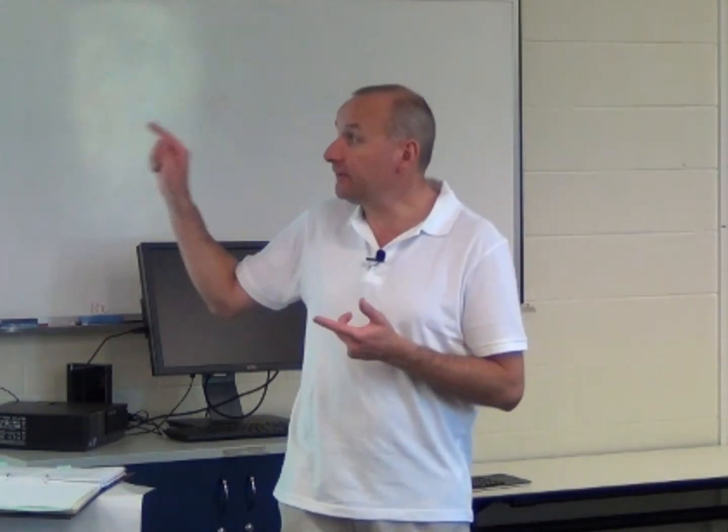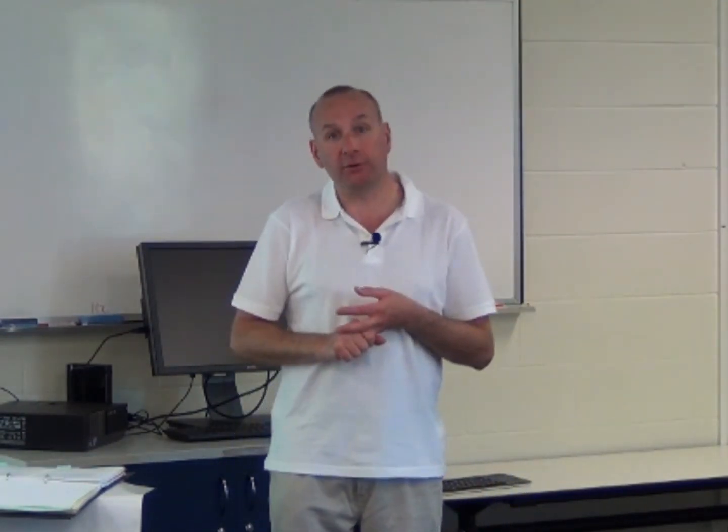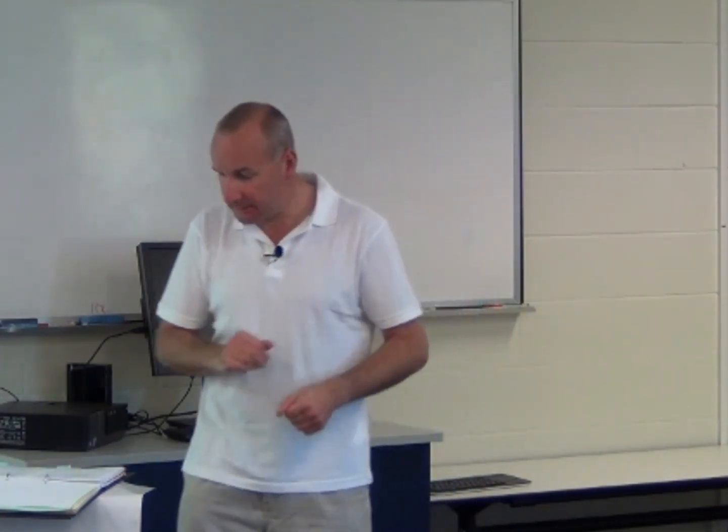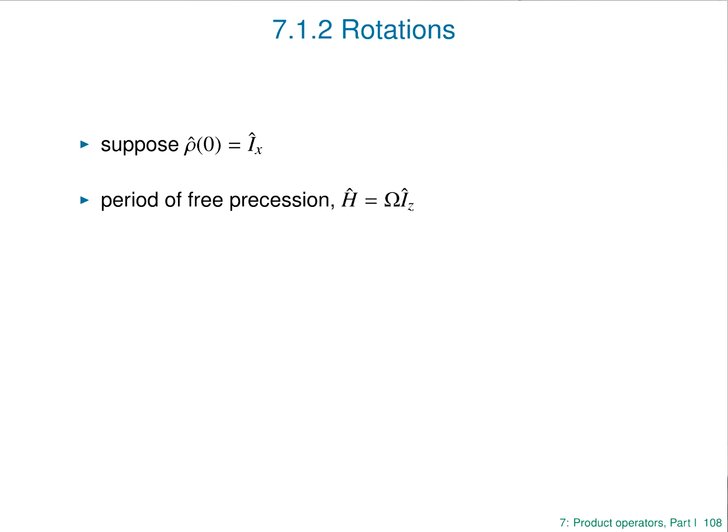What that means is that there's X magnetization, no Y magnetization, no Z magnetization. Right? Because if there was Y or Z magnetization, there'd be a term in Iy or a term in Iz. So at time 0, we've got pure X magnetization. The density operator is Ix. That's what that means. And I'm going to imagine that I'm going to let this precess freely.